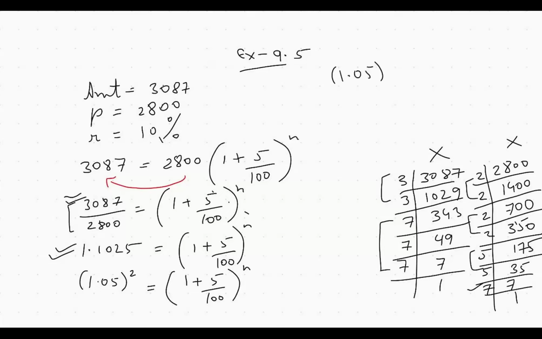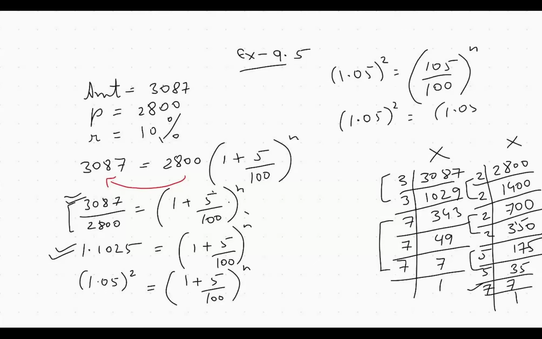1.05 squared equals, we have to make the right hand side equal to the left hand side. When we are calculating the time period, the power will also be made equal, and we'll be able to find the value of n. So 105 by 100 raised to the power n. Can I write 105 by 100 like 1.05, because it's 100 at the denominator? Instead of reducing it more, I can write it like this.